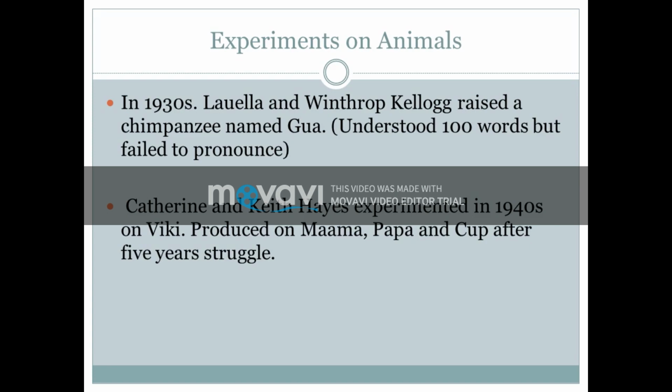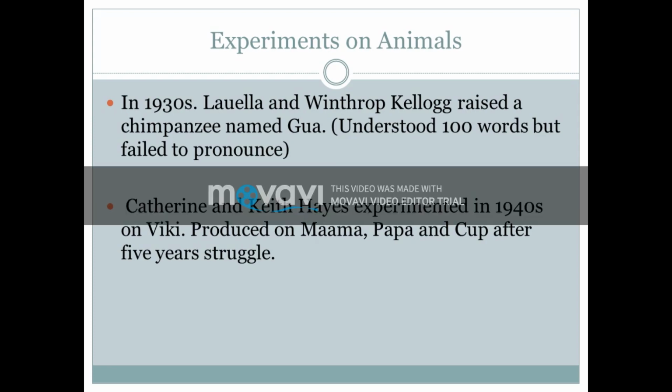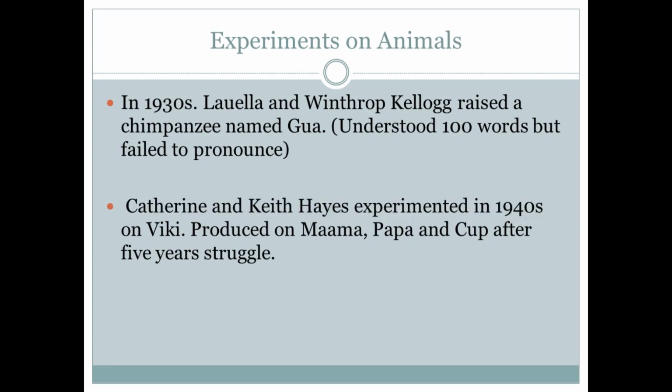The name was given to Viki. So if someone among you has pet animals, we give some specific names to them. So these were the names given to them. After spending 5 to 10 years on it, they started teaching the chimpanzee how to speak words. Why were the experiments made on chimpanzees? Because their features look more like humans.